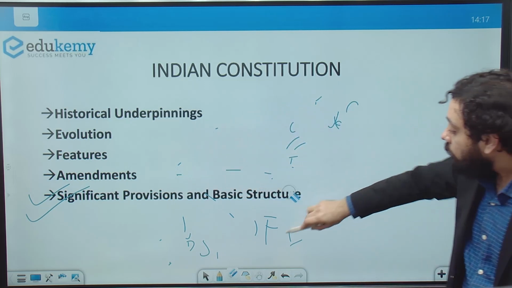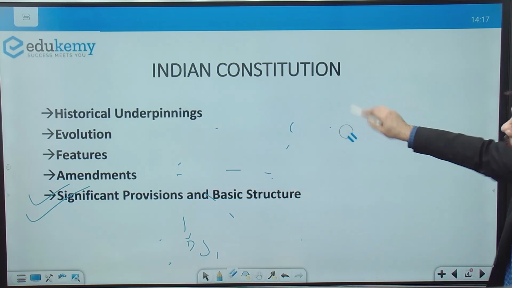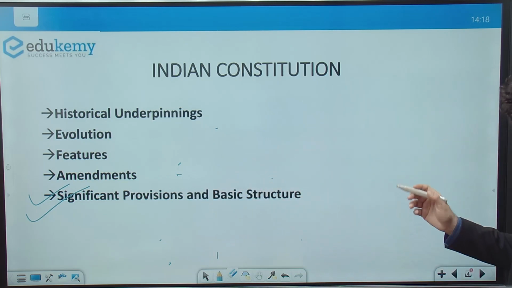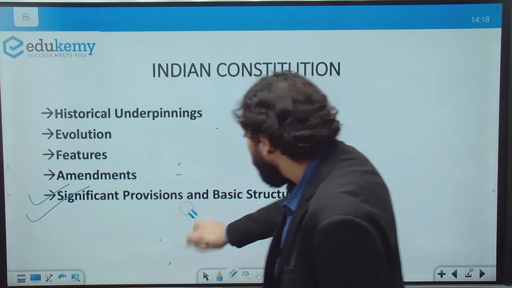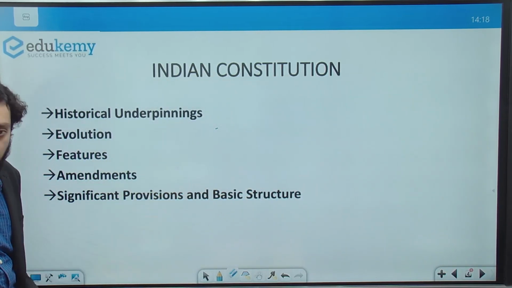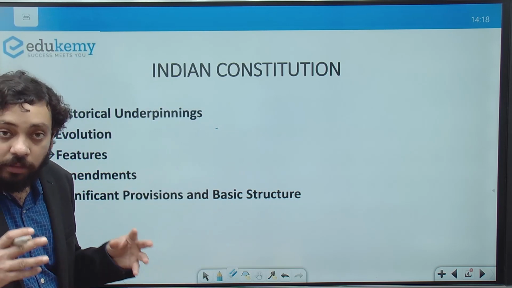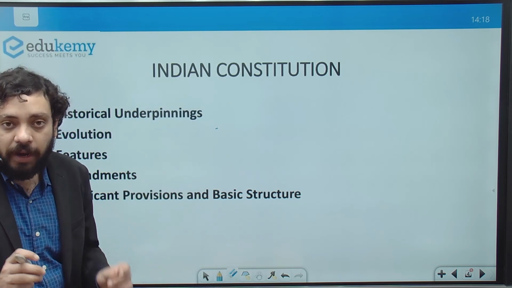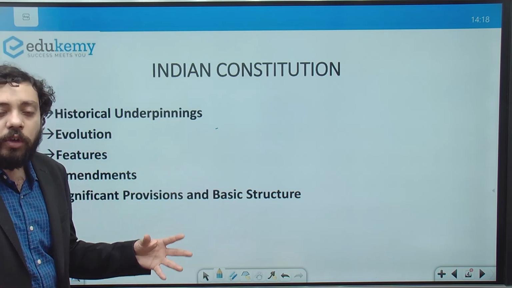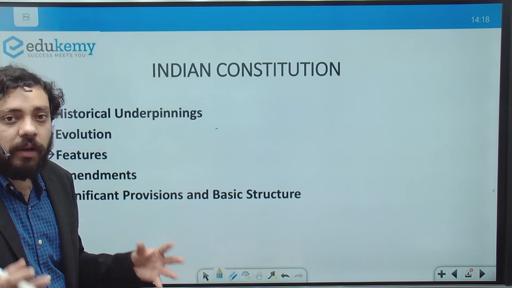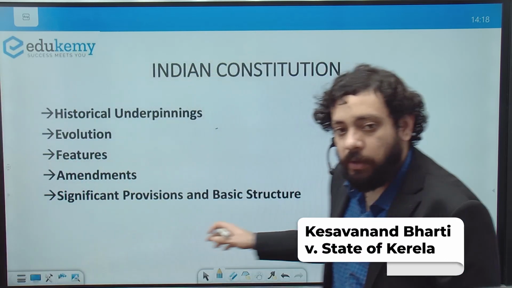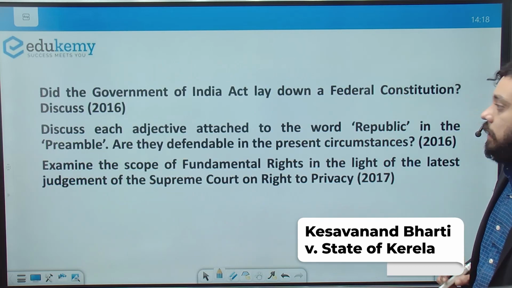And of course, there is the doctrine of the basic structure, which is basically that the significant provisions of the Constitution cannot be altered or changed, right? Now, a variety of questions have been asked from this particular element. The basic structure doctrine was laid down in one of the most, in fact the most, landmark judgments of the Supreme Court, the Kesavananda Bharati judgment, and a huge range of questions are asked in any kind of examination from this element. Okay, let's take a look at some of these questions.